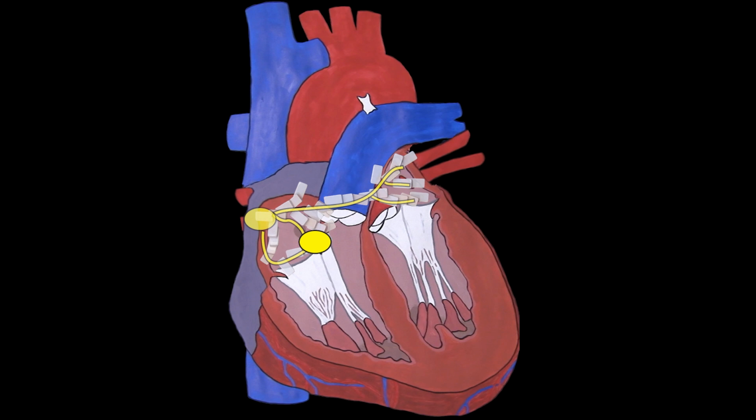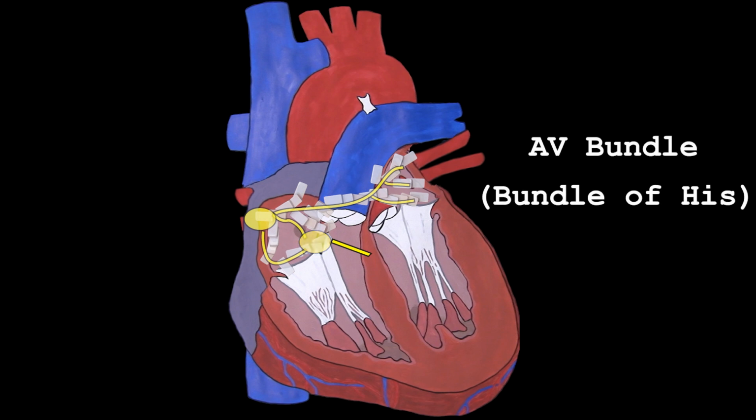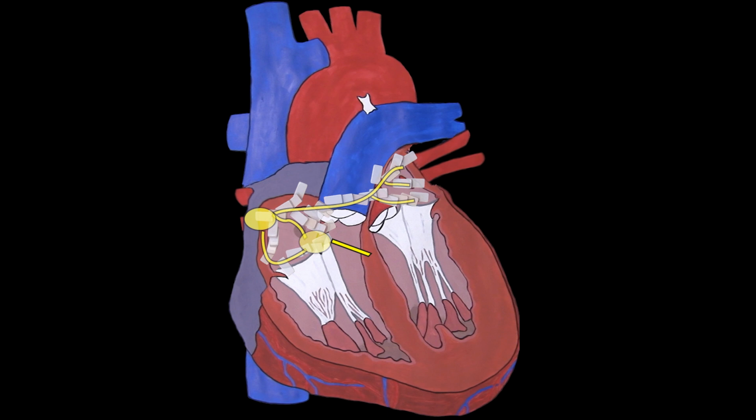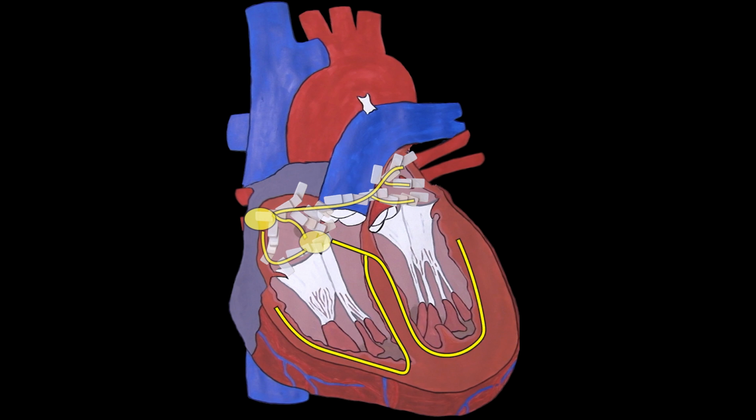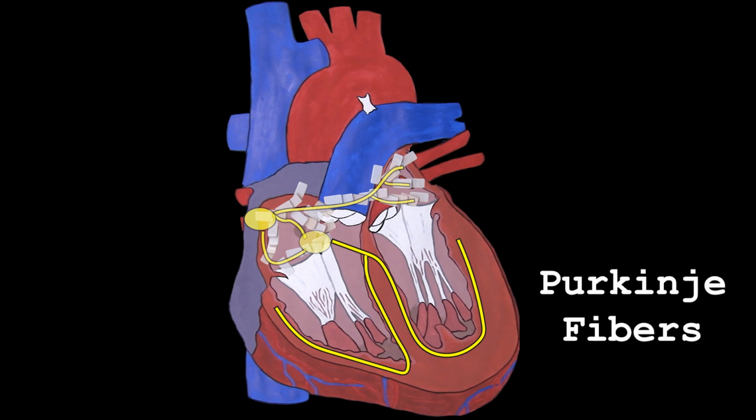Once the AV node finally depolarizes, the wave travels down a bundle of conductive fibers called the atrioventricular bundle, or the bundle of His. From there, the signal will split and follow a few different paths down the interventricular septum. These paths are called the bundle branches. When it reaches the apex of the heart, the depolarization wave will turn and come up the sides of the ventricles through Purkinje fibers.